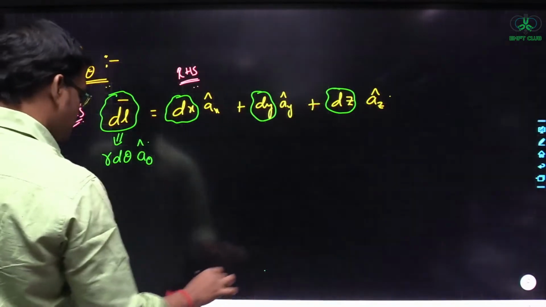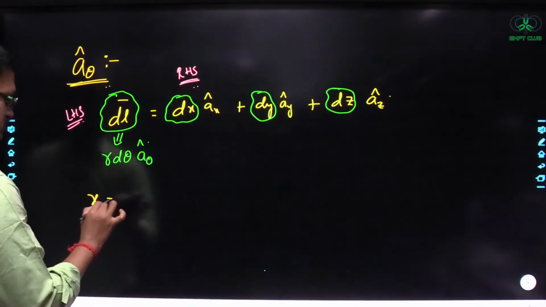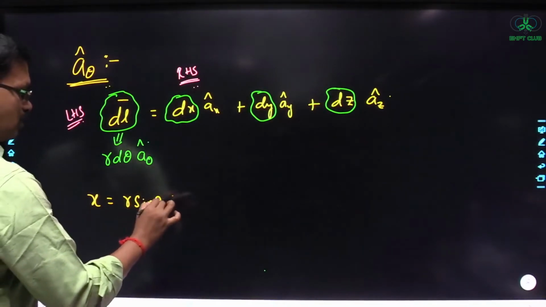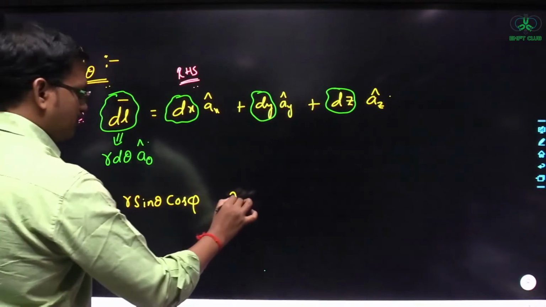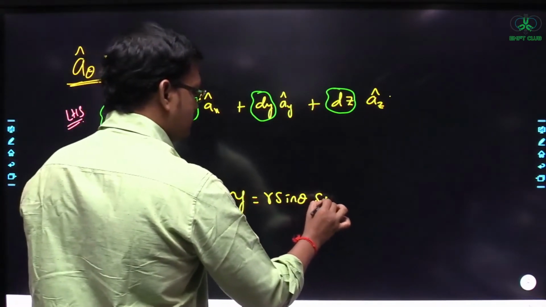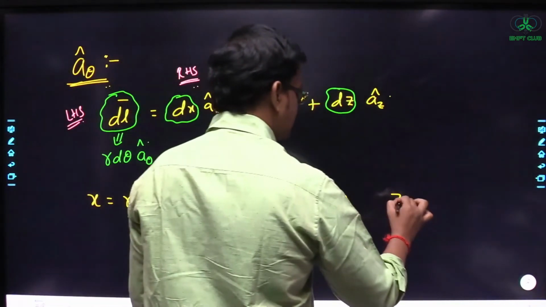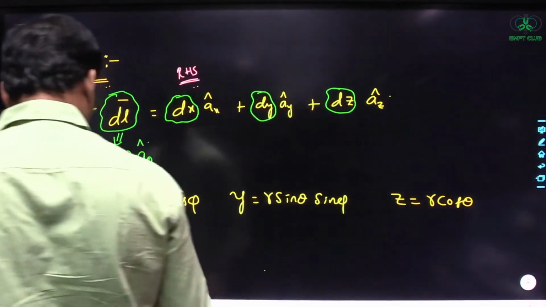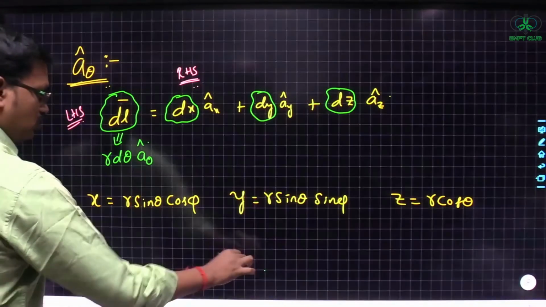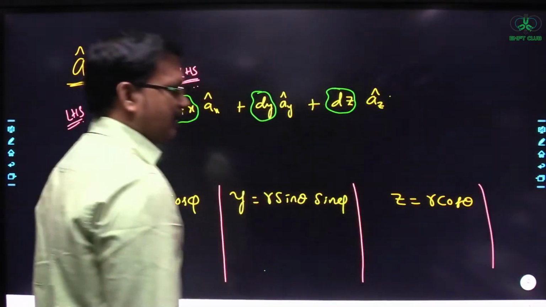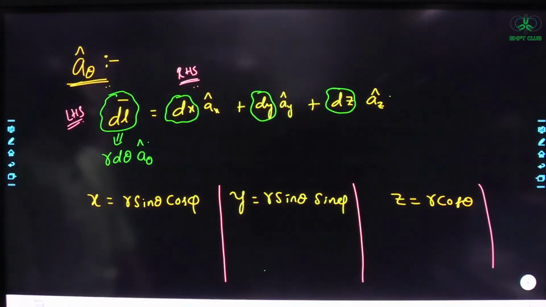You have to use this relation. x is equal to r sin theta cos phi, y is equal to r sin theta sin phi, and z is equal to r cos theta. Okay. So now what we have to do? You have to determine dx, dy and dz by varying only theta.